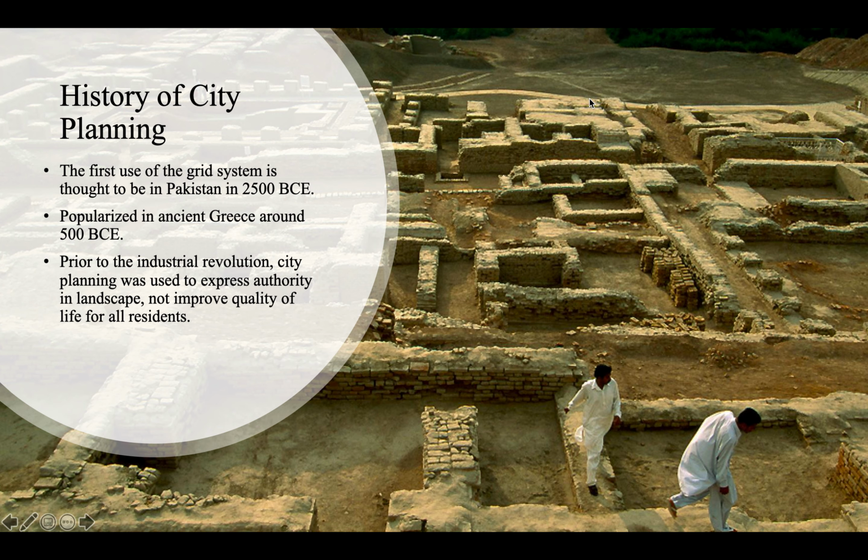The grid system was popularized in ancient Greece around 500 before Common Era, and prior to the Industrial Revolution, city planning was used to express authority in landscape, not improve quality of life for all residents. So you can think historically some of those big, beautiful cities, they were to serve those that had power and wealth, and not really improve the lives of the people that did not have power and wealth.